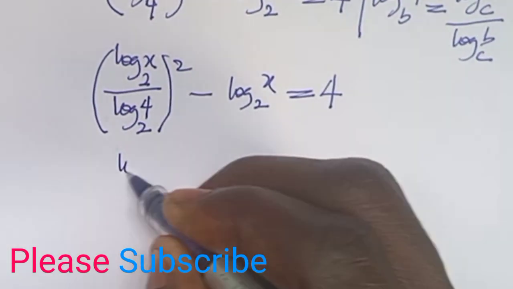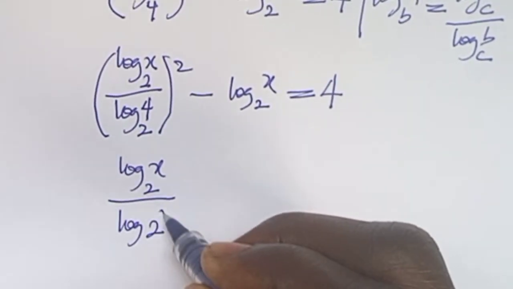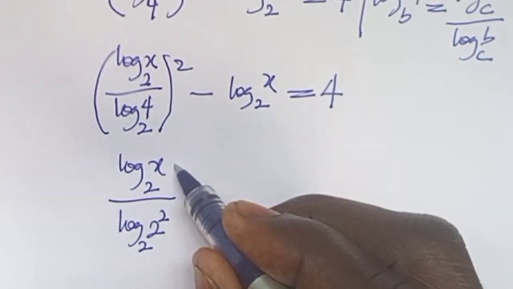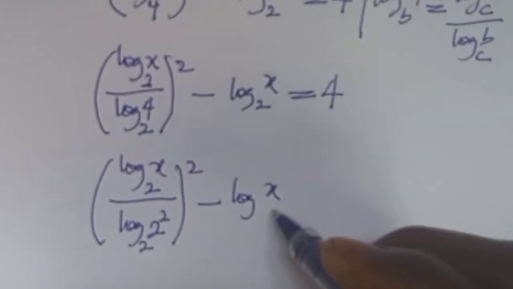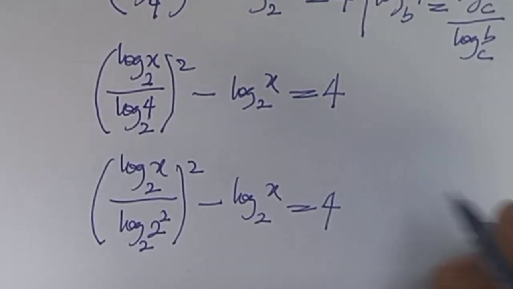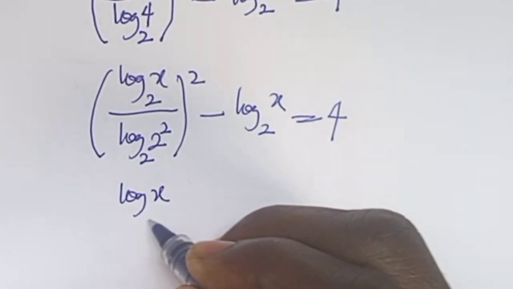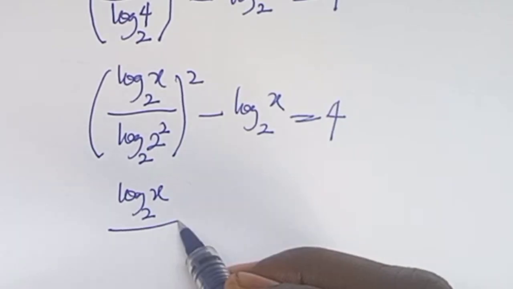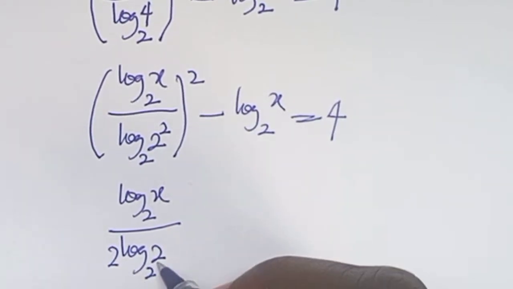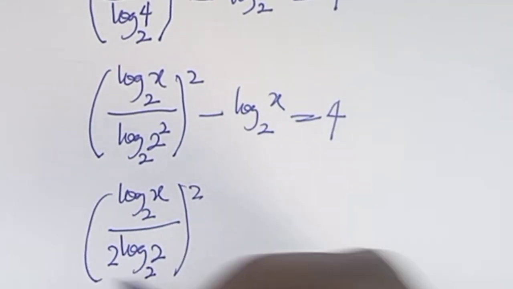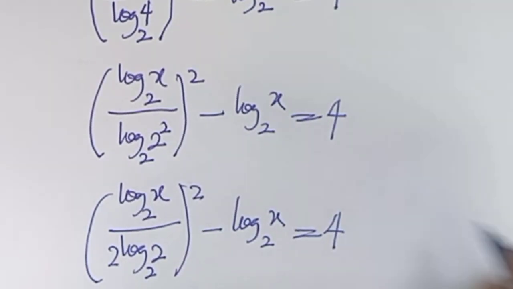We can write this as (log x base 2 over log 2 to the power of 2, which is 4, base 2) all to the power of 2 minus log x base 2 equal to 4. Again, we can write as (log x base 2 over log 2 base 2), and the power comes to multiply the log, all to the power of 2 minus log x base 2. This is all equal to 4.